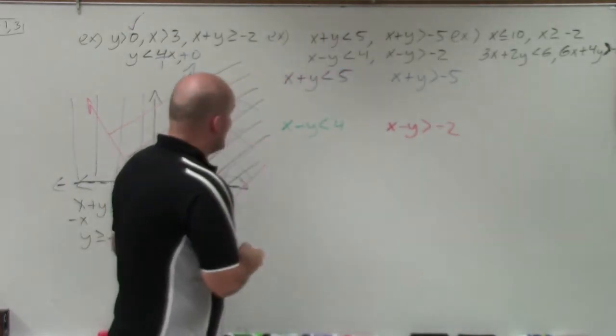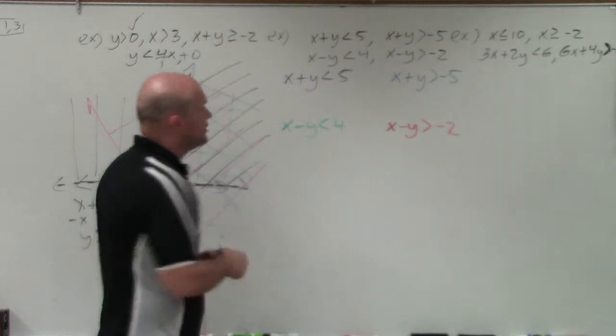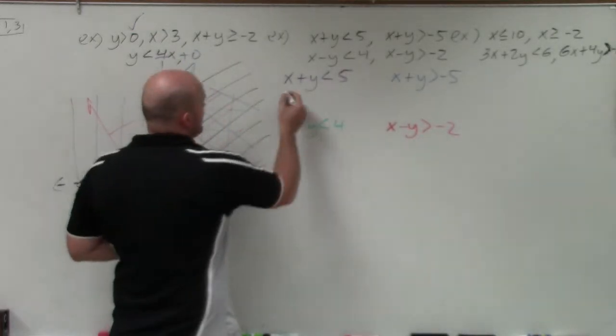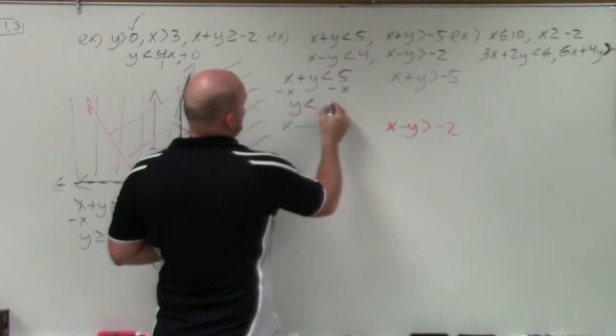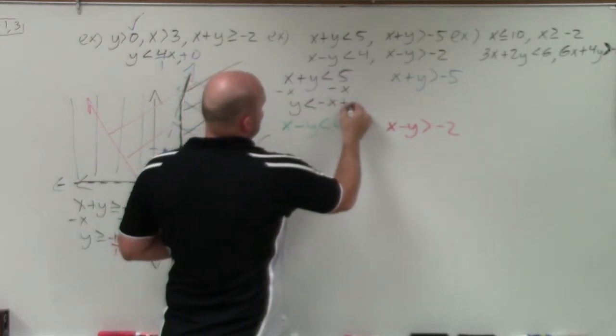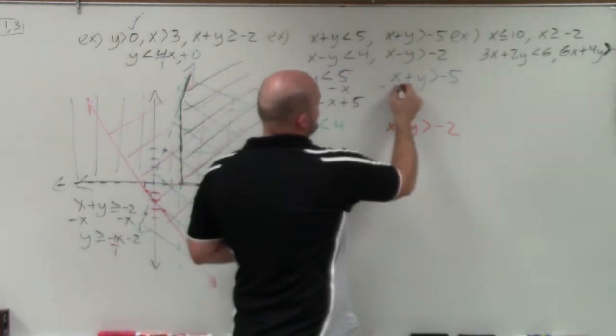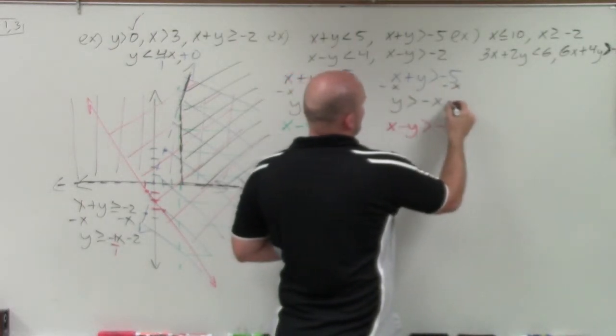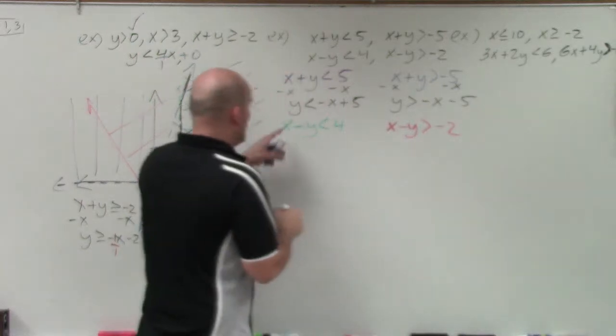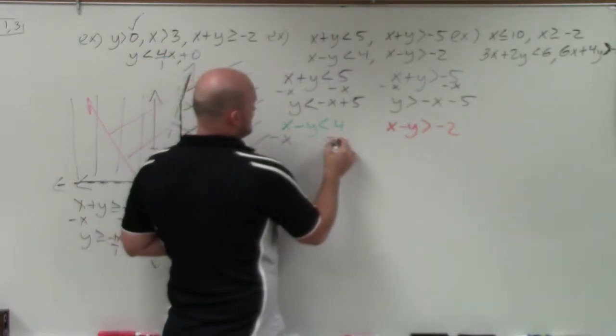The only reason I wanted to do that was so we can go through our inverse operations, because it's pretty important. Here we subtract an x from both sides, so I have y is greater than negative x plus 5. Here I subtract an x from both sides, so I have y is greater than negative x minus 5.